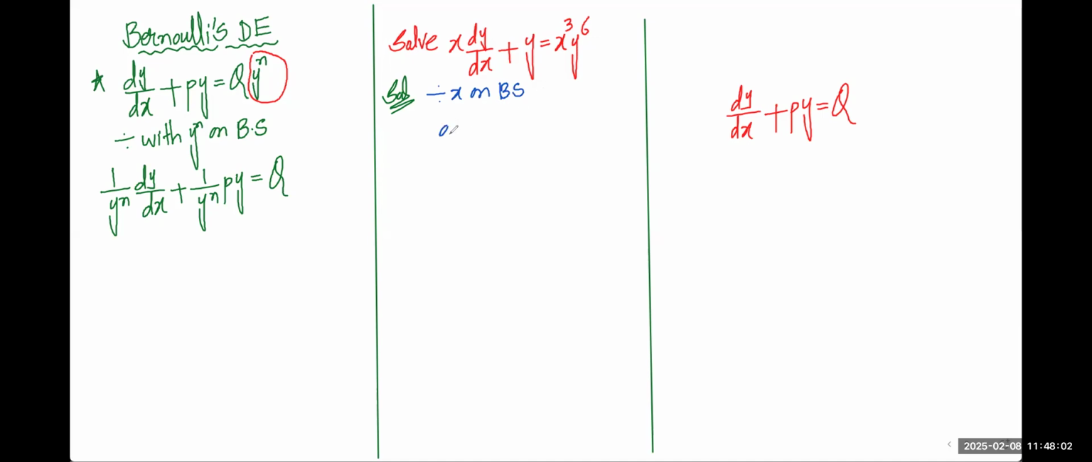We get dy by dx plus y by x is equal to x power 3 dividing with x, we get x square y power 6. This one we should compare with the standard form of Bernoulli, dy by dx. Or I can also write this one like that also, to make the concept more clear.